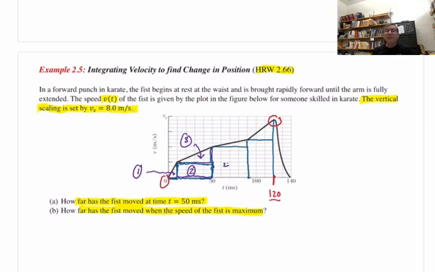Let's label the area for that rectangle 4, and the area for that triangle right there, 5. And the area for this rectangle down here, 6. And the area for this triangle up here, 7. Okay? And then you have to find areas 4, 5, 6, and 7. And then you've got to add all the areas between t equals 0 and t equals 120 milliseconds. So you've got to add area 1, 2, 3, 4, 5, 6, and 7. Okay? But it's really the same idea.